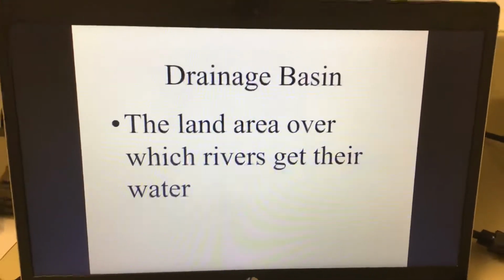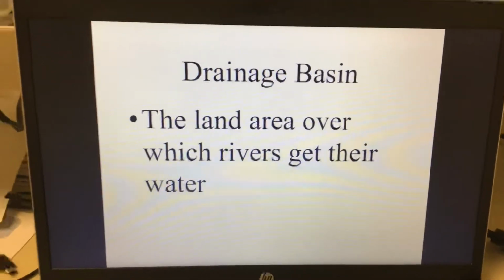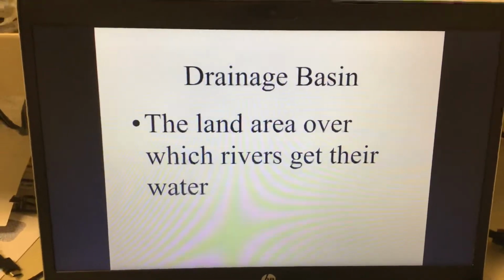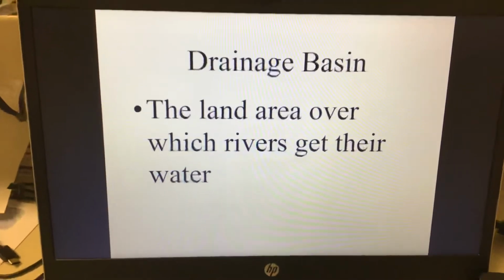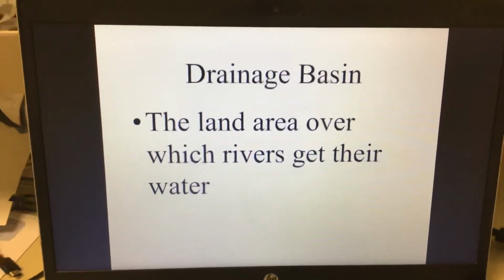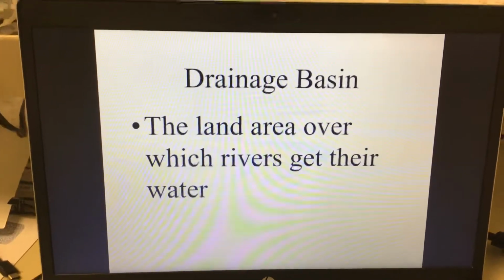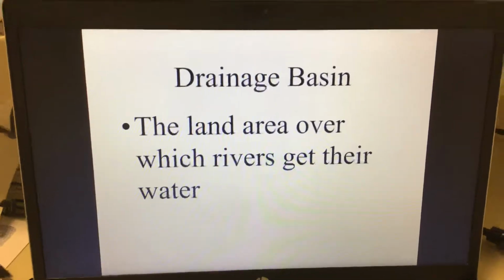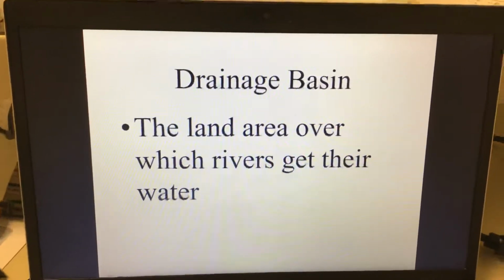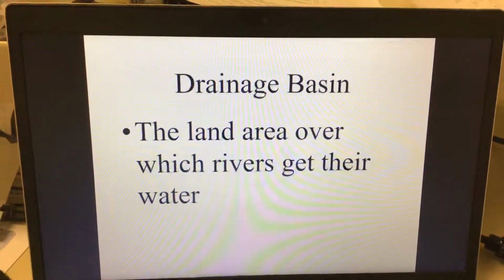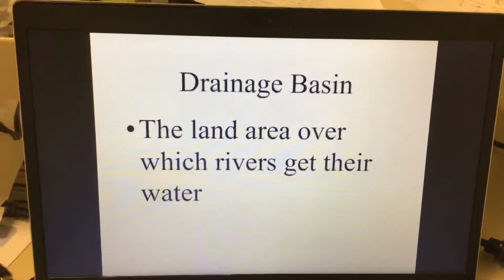I do want you to write this down. Drainage basin, the land area over which rivers get their water. Basically, it's the area whose water finds its way into the river.